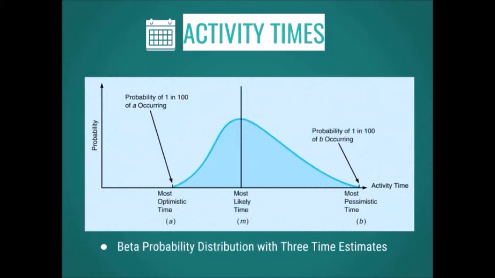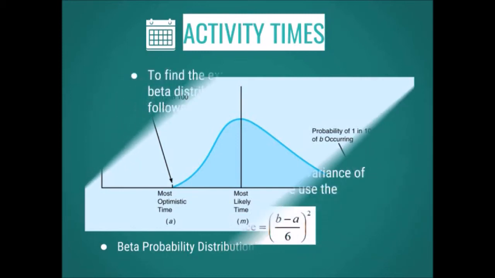Now, let us recall what we studied in statistics, which is the normal distribution, to understand the beta distribution with the three time estimates. At the left side, we have the optimistic time. In the middle, we have the most likely time. And at the right side, we have the pessimistic time.